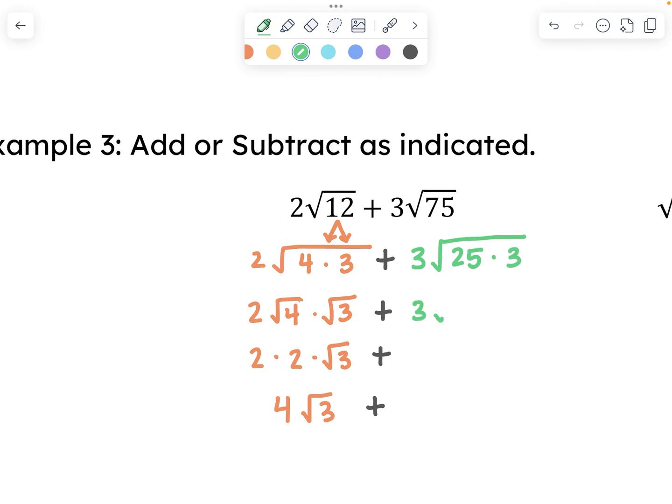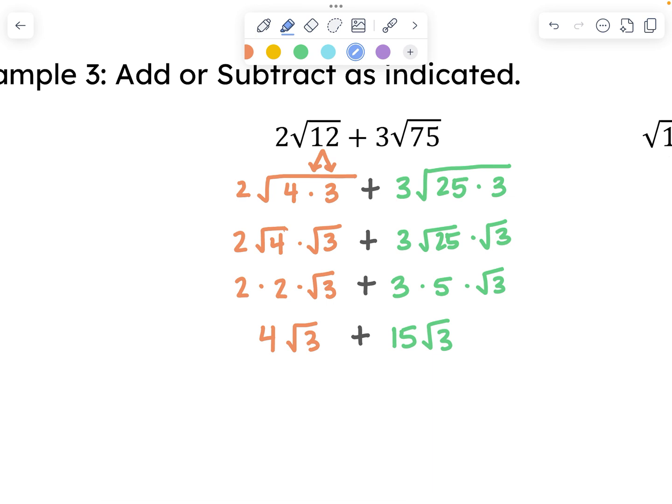So 3 times the square root of 25 times the square root of 3. And the square root of 25 is 5. So 3 times 5 times the square root of 3. And 3 times 5 is 15. So I get down to the 15 times the square root of 3.